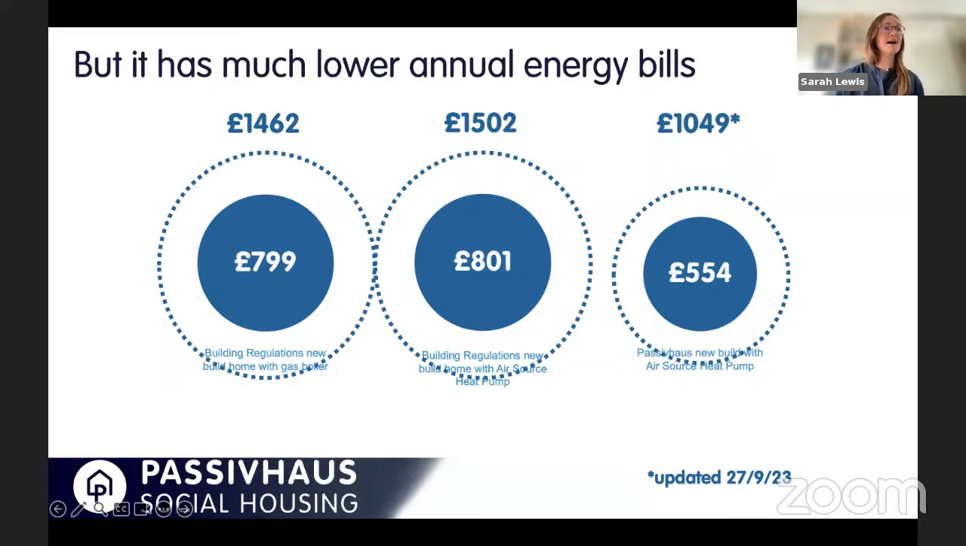And you can see the first two are the kind of building regulation compliant buildings, ones with gas and ones with an air source heat pump, assuming an efficiency of 2.6 on the COP. So you can see that the cost increase on that kind of building regulation building was over £700 compared with the passive house building, which had an increase of less than £500. And that's really significant for our building occupiers.